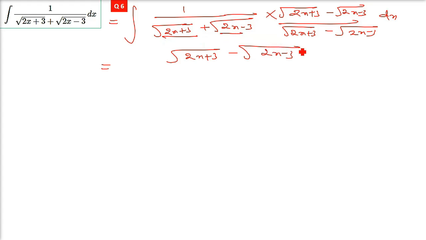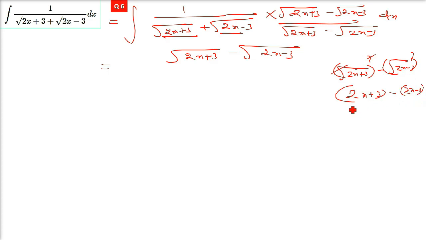So in the denominator you have a² − b². So (√(2x+3))² − (√(2x−3))². A² − b², this gets cancelled. 2x + 3 it will be. And minus this will be 2x − 3. Now 2x + 3 − 2x + 3 it will be. This 2x gets cancelled. 3 plus 3 is 6. So we have 1 by 6 in here. And in the new 1 by 6 here, integration also. 1 by 6 will remain here also.